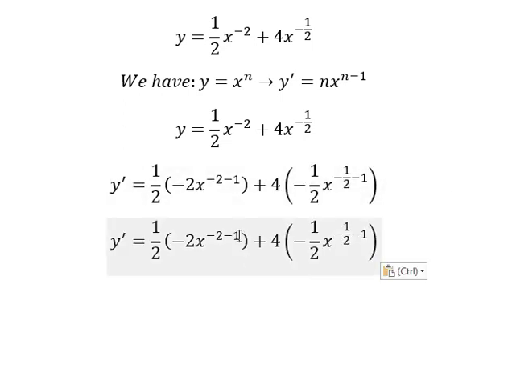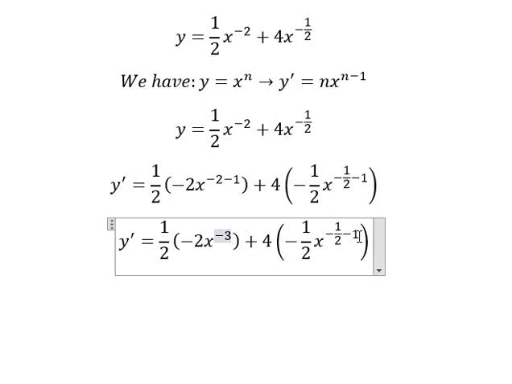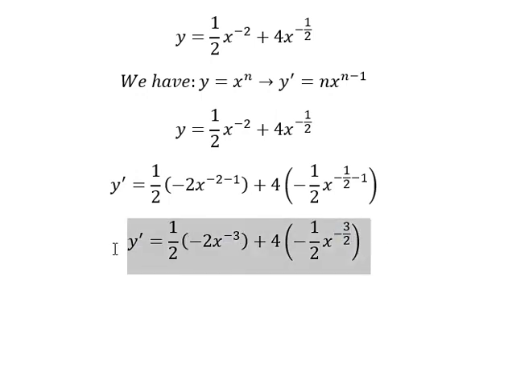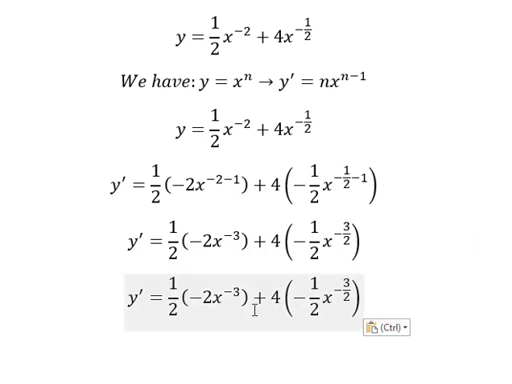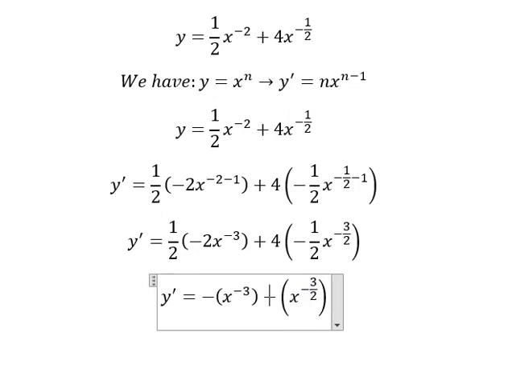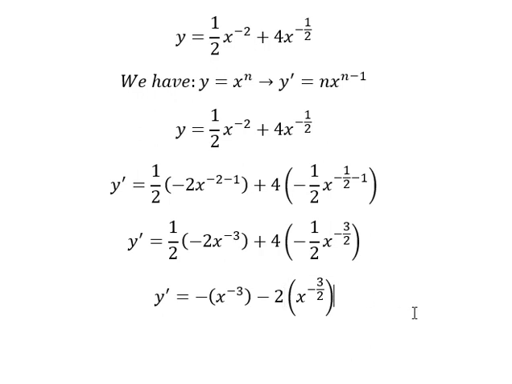So this one you got negative 3. This one you got negative 3 over 2. 2 divided by negative 2, you got negative 1. 4 divided by negative 2, we have negative 2. And this is the final answer.